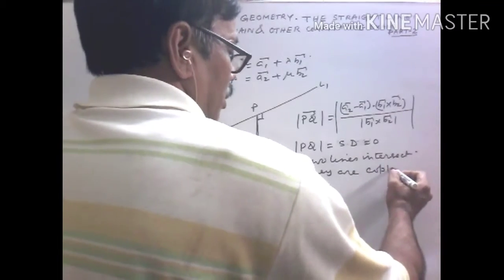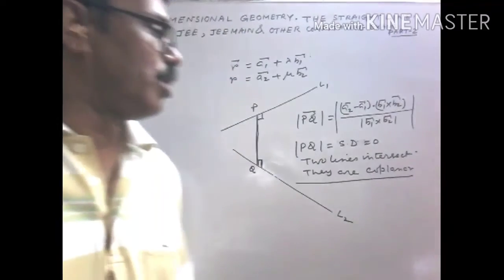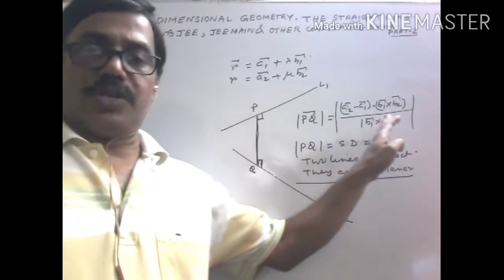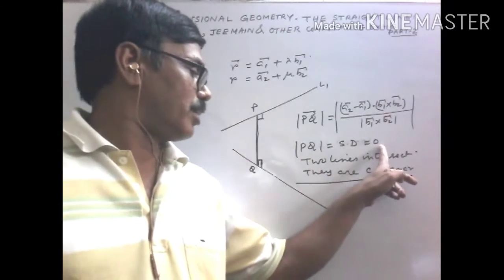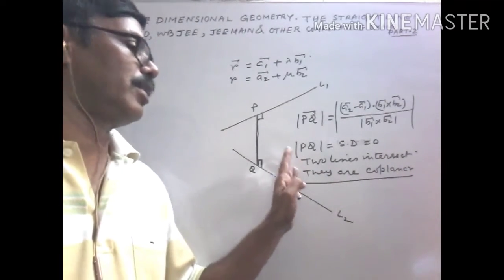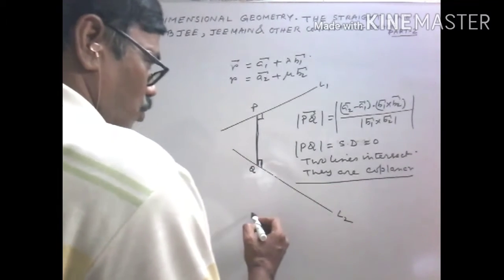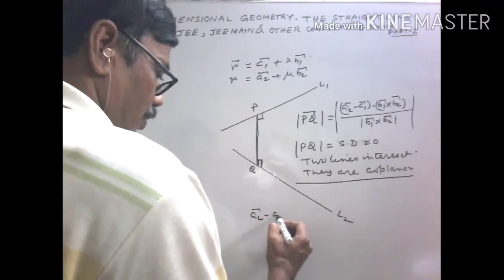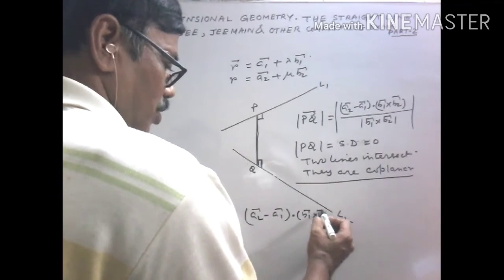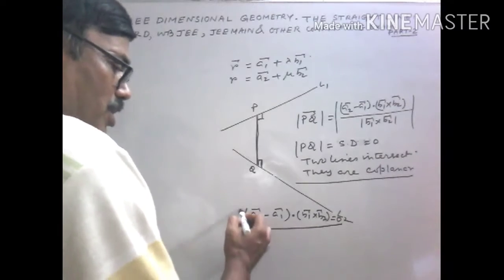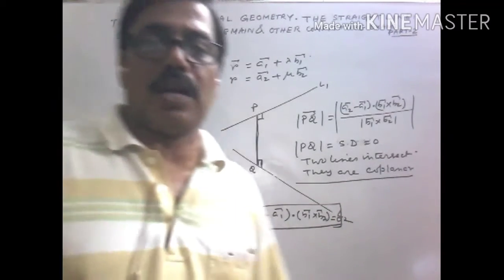They are coplanar. So look, we are getting the formula of shortest distance. If the shortest distance equals 0, then the two lines intersect. If two lines intersect, then they are coplanar. So, the condition of coplanarity in vector form: (a2 − a1) · (b1 × b2) = 0. This is the condition of coplanarity of two lines.